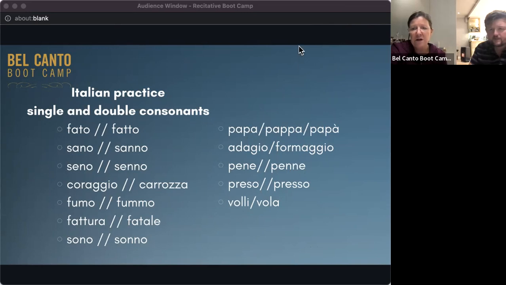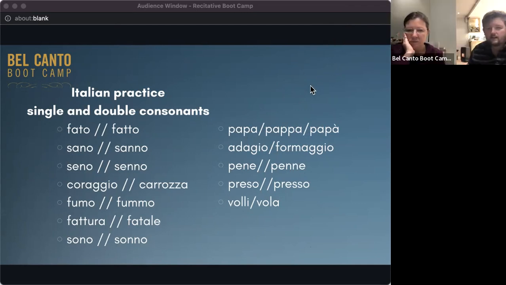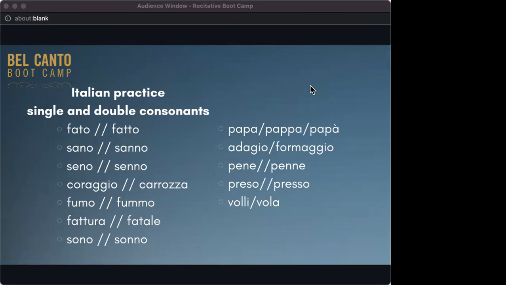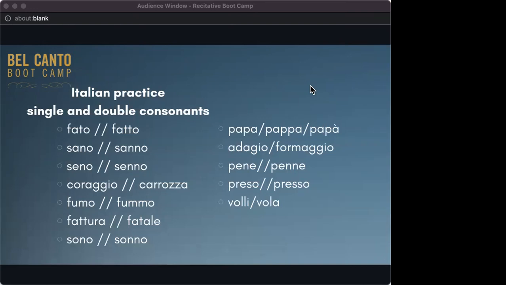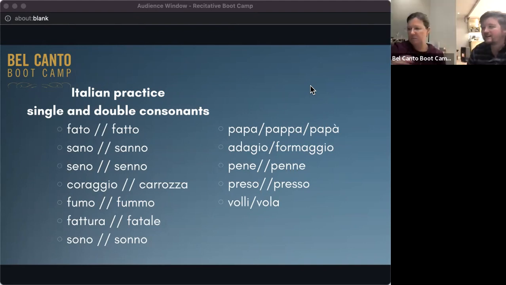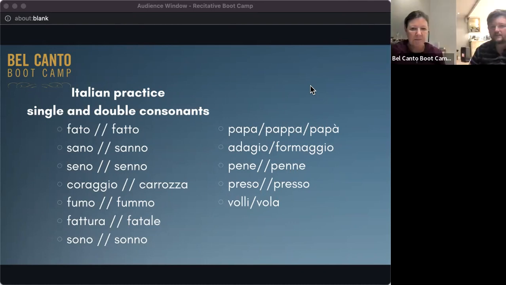Who is this? Melanie Walker. Can you speak? Yeah. You want the coraggio? Please. Coraggio. Carrozza. So coraggio and carrozza. Good, but make sure not to roll the R in coraggio. Coraggio. Good. Next line. Melanie also.